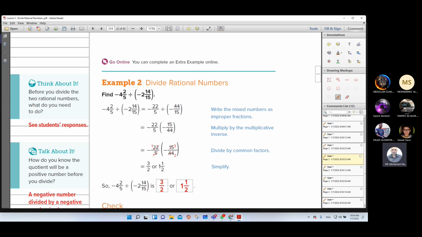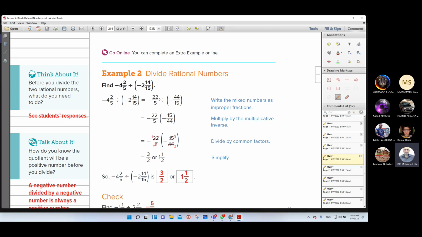Divide. Here 2 times 15, 30. 30 plus 14 will be 44. And keep the same sign over the same denominator. So now you can do the rule. Keep the first number, keep the same numerator. Negative 22 over 5. Change from divide to the multiply.